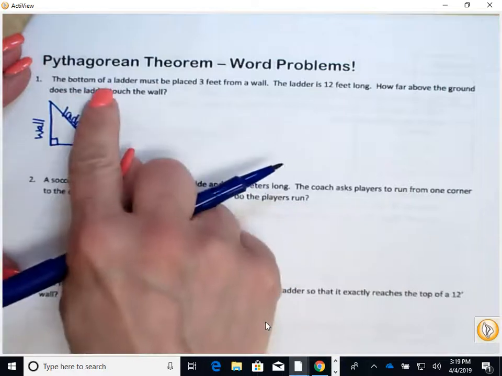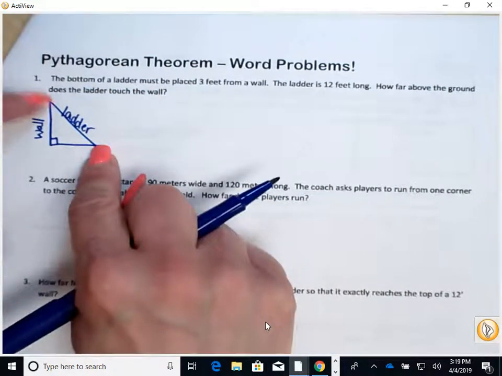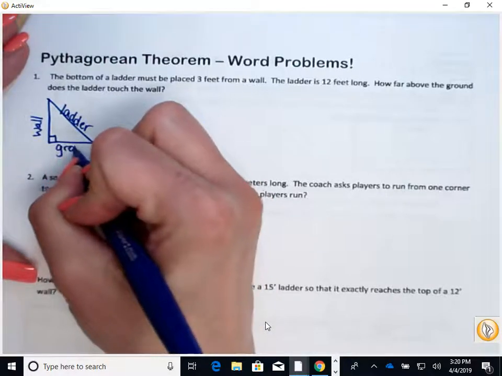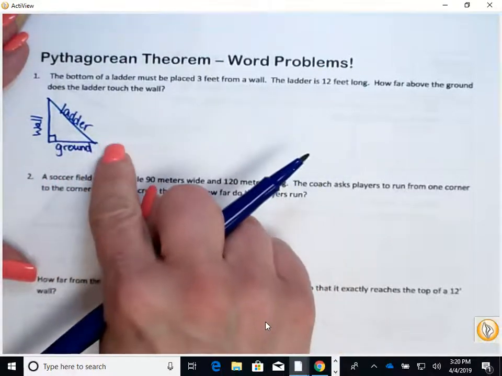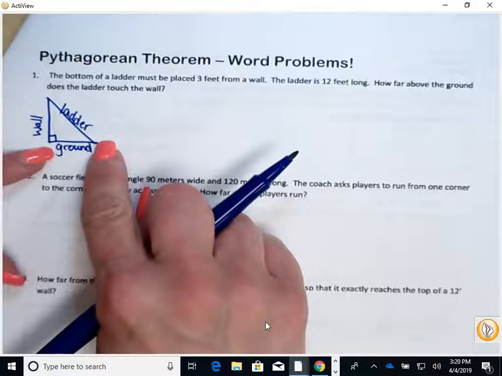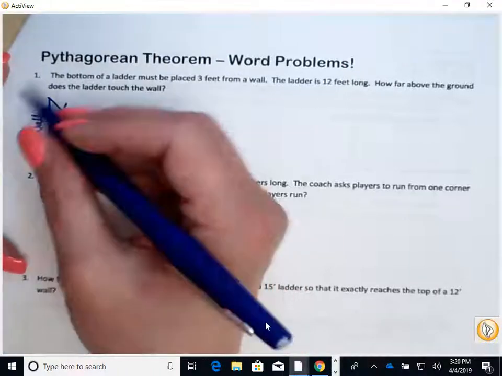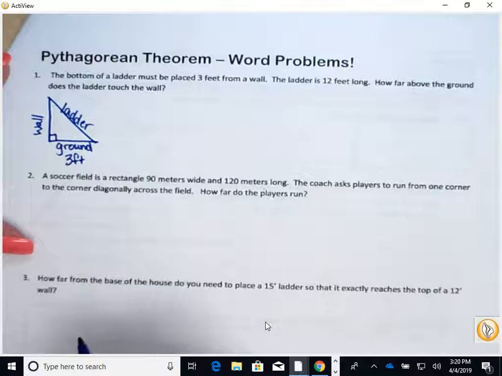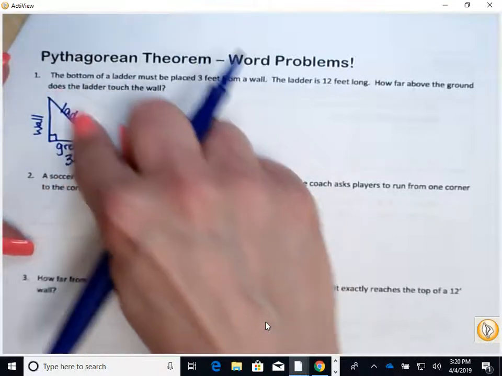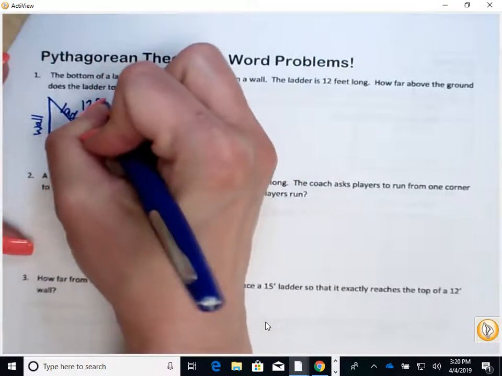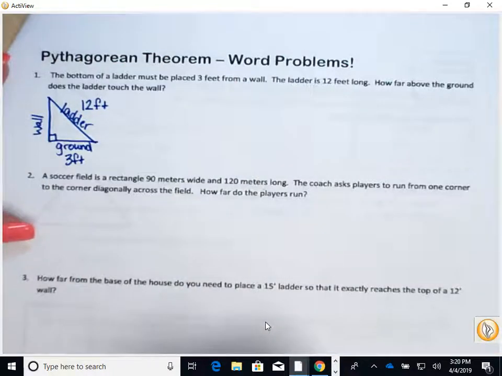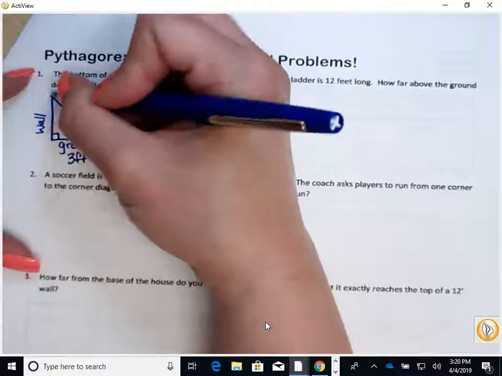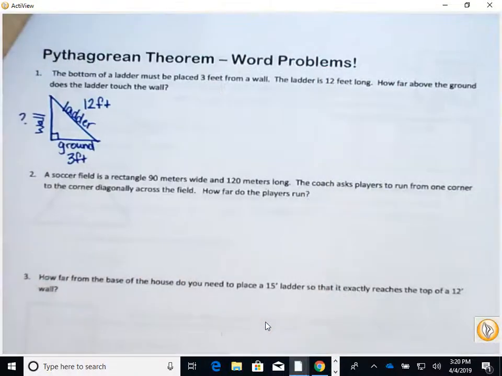So they said the bottom of the ladder, so here's the bottom, here's the top, bottom's on the ground. So they said the bottom of the ladder must be placed 3 feet from the wall. So that tells you this side of this triangle is 3 feet. Says the ladder is 12 feet long, so the ladder side is 12 feet. And they want to know how far above the ground does the ladder touch the wall. So they want to know this distance here, so this side. That's what we got to find.